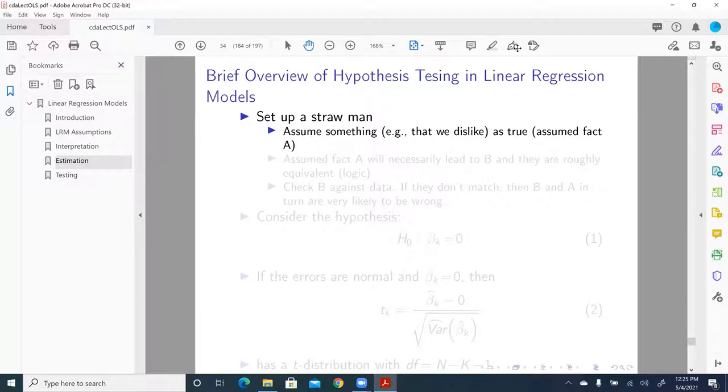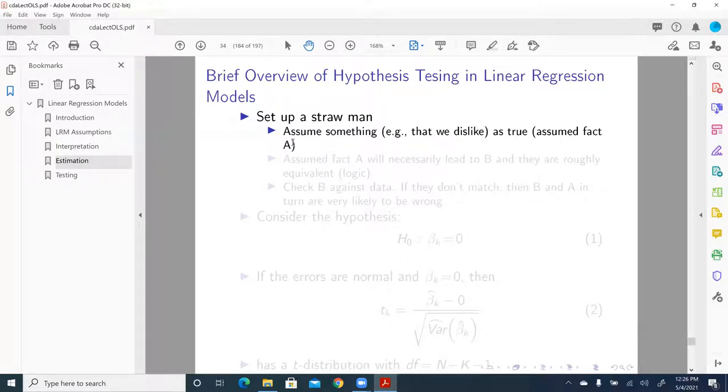So what we're gonna do is to set up a straw man. So logically, we're gonna assume something that we dislike. For example, the slope does not, a variable does not have an effect on the response variable. There's no association. In most cases here, let me emphasize, in most cases, we want to have some effect to exist, right? But in other cases, we don't want. But let's assume we prefer that some association or some effect exists, right?